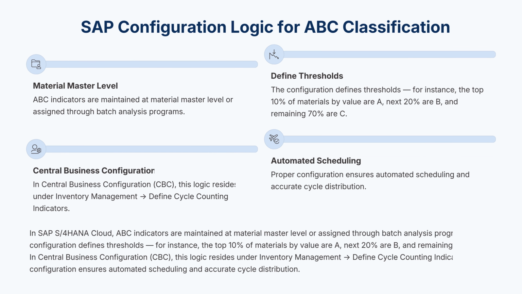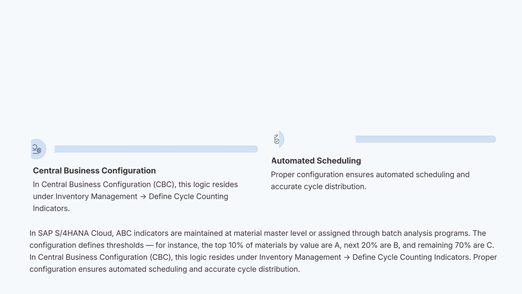SAP configuration logic for ABC classification. In SAP, ABC classification can be defined manually or determined automatically based on usage statistics. Configuration is done in CBC under Inventory Management, Define Cycle Counting Indicators. Here you establish percentage cutoffs. For example, top 10% is A, next 20% is B, and the rest is C. This ensures that high-impact materials receive the most attention while optimizing resource effort.